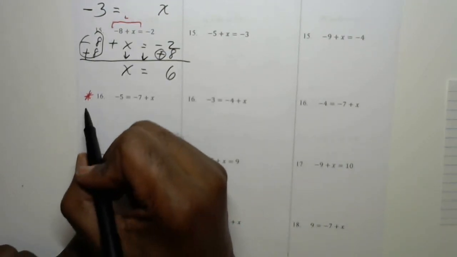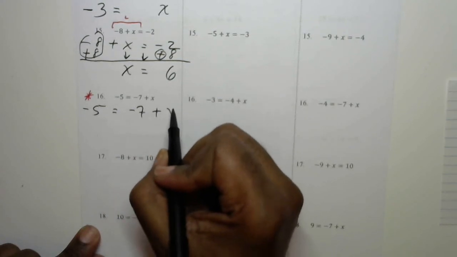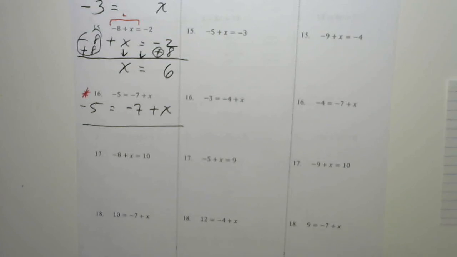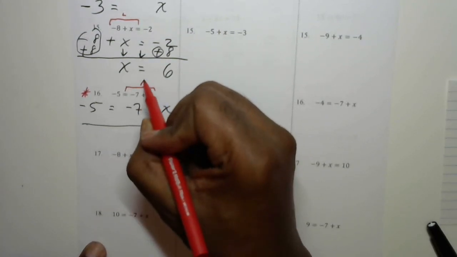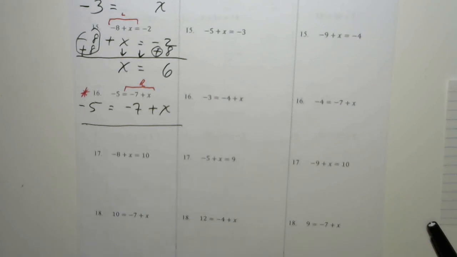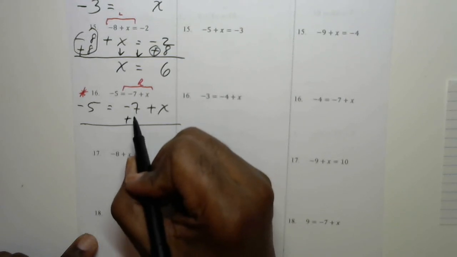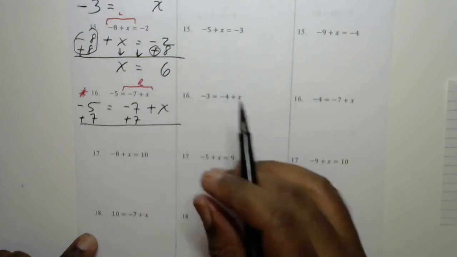Okay, now we have a negative 5 equals negative 7 plus x. Okay, now let's determine if this is a left or right side. Let's see. The x is here on the right side, so it's a right side problem. So the numbers on the right side are the ones that have to be eliminated. So the negative 7, how do you get rid of a negative 7? Use an adding 7. What you do on one side, you do on the other side. So another adding 7 here.